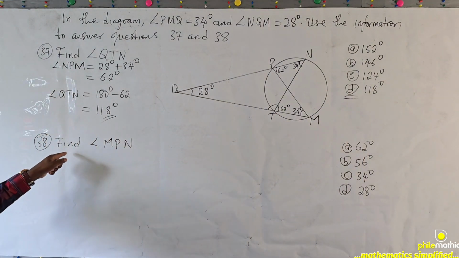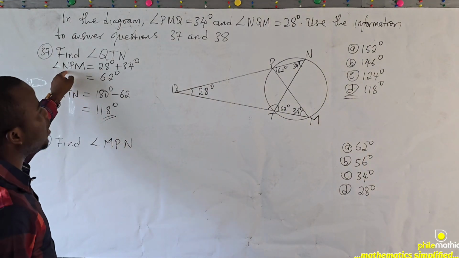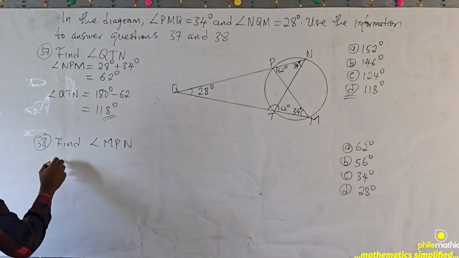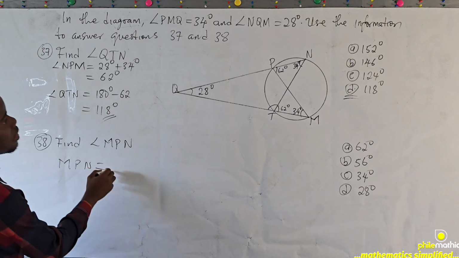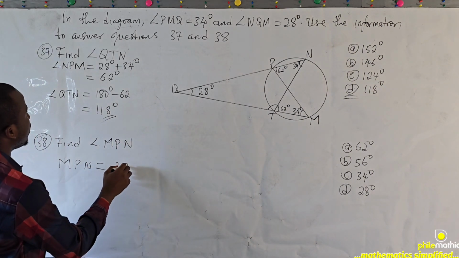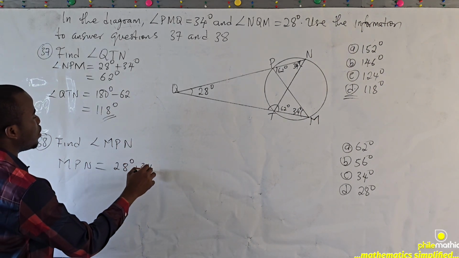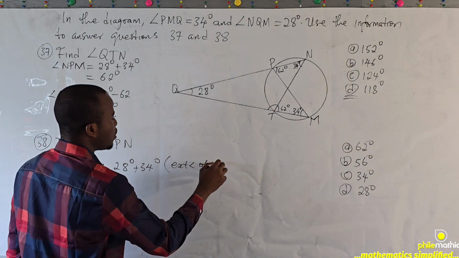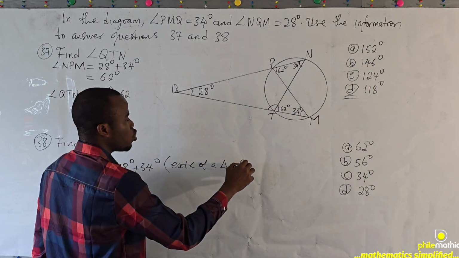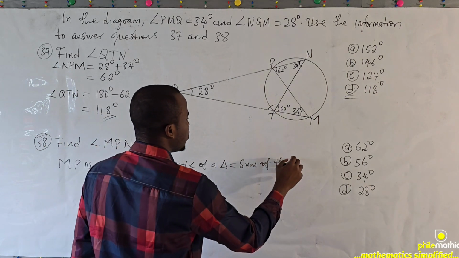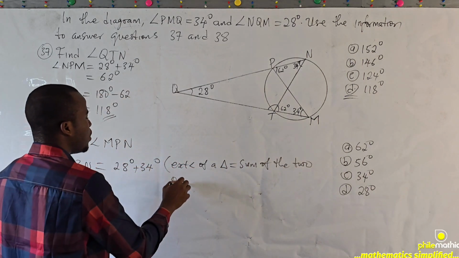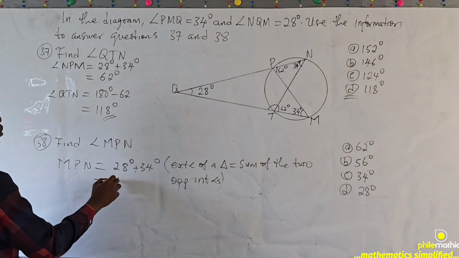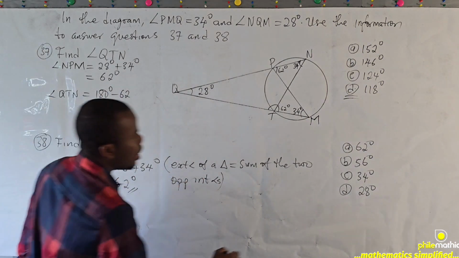Question 38 says find MPN. MPN is what we have gotten already. MPN is simply 28 degrees plus 34 degrees. The reason is exterior angle of a triangle equals sum of the two opposite interior angles. And that should give us 62 degrees, which we have gotten. And that's A.